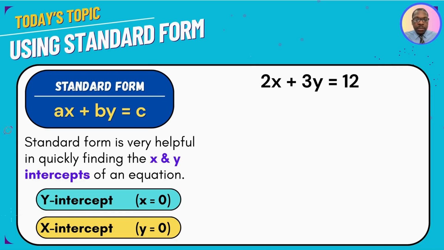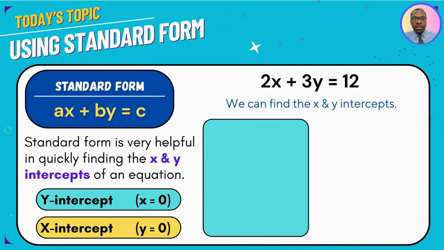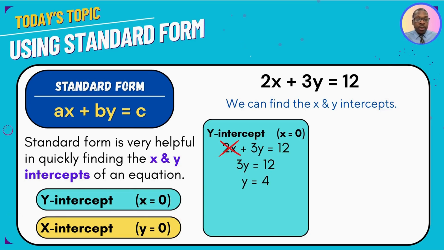So we got 2x plus 3y equals 12. We're going to find x and y-intercepts, and we're going to start with the y-intercept first. Now, what do we know about y-intercept? X equals 0. Now, if x equals 0, then whenever we see x, let's just x it out. So now we have 3y equals 12, which means y equals 4. Well, if we have our x value of 0, our y value of 4, it makes coordinate 0, 4.